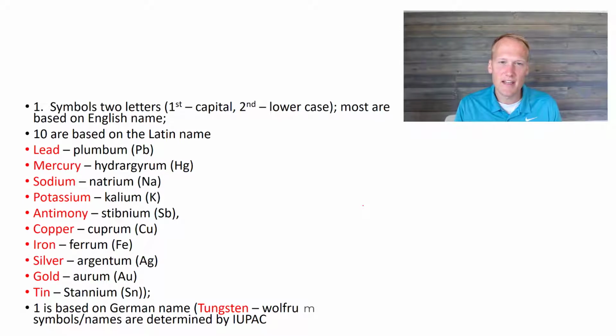They would be based on the English name. There are 10 of them that have names based in the Latin root. So for instance, lead, the Latin name for that is plumbum, and therefore the symbol is Pb. Sodium is natrium, and therefore the symbol is Na. You'll notice on this list of 10 that these are elements that have been known about since ancient times, and that's why their names typically come from the Latin root. There is one German-based, which is tungsten, and wolfram is the German name, and therefore the symbol is a capital W.